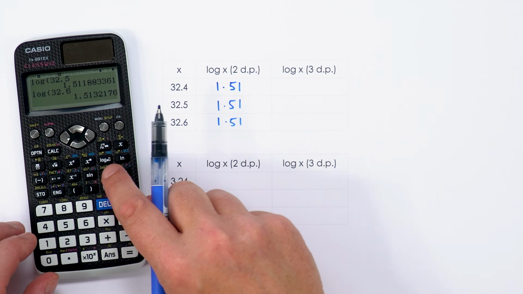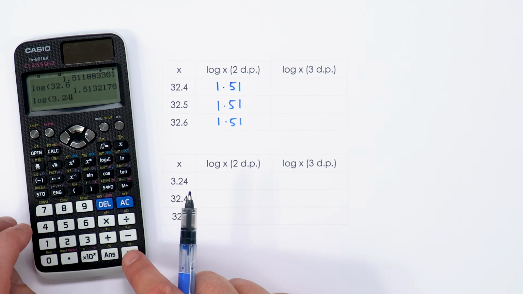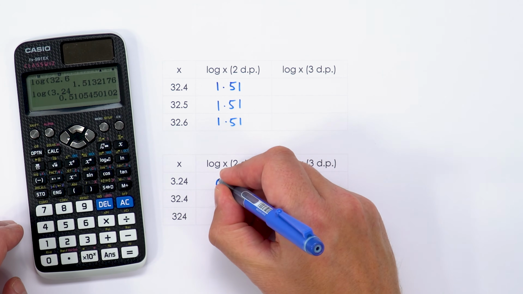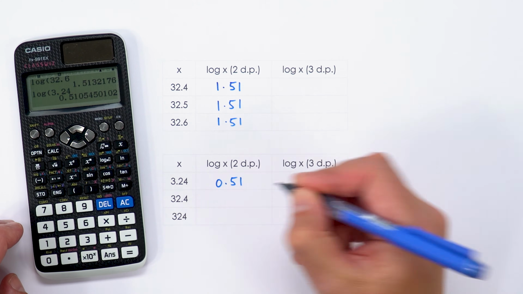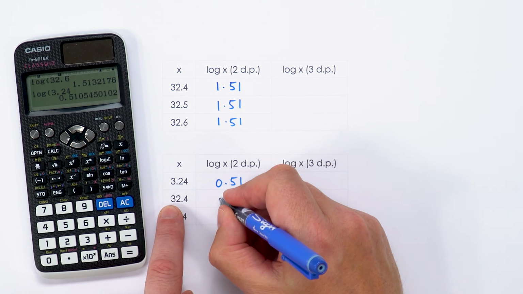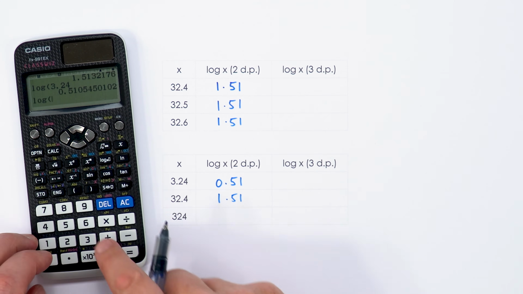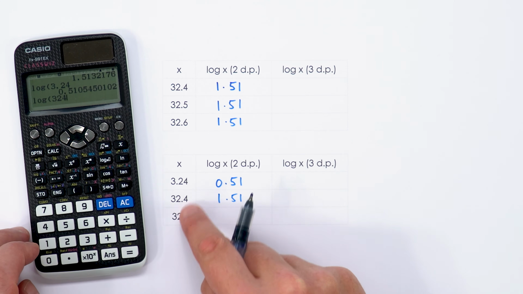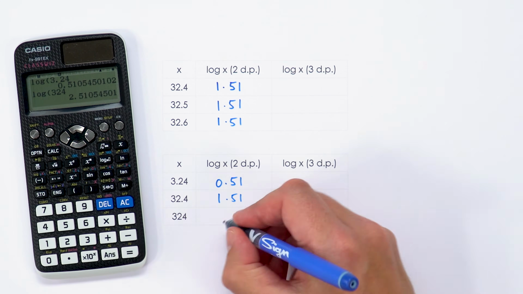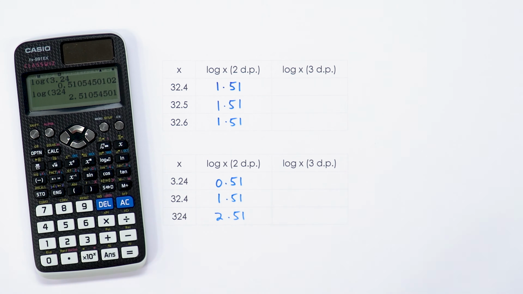If x was equal to 3.24, the log of that value would be 0.51. The log of 32.4, we worked it out there, is 1.51. And then if we take the log of 324, so something 10 times as big, this would be equal to 2.51. And that's kind of the point I want to make in this video.